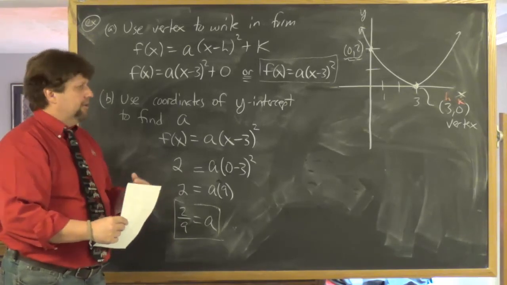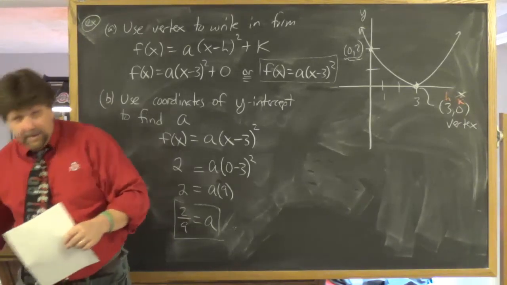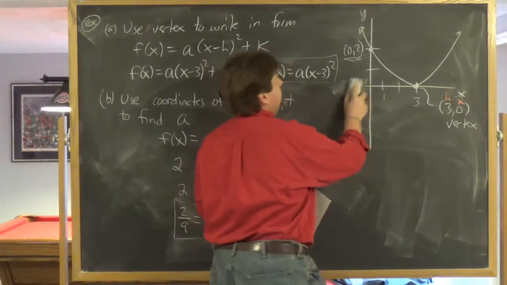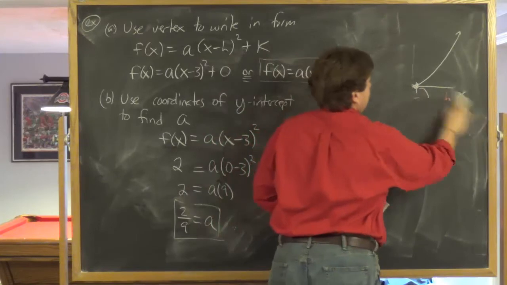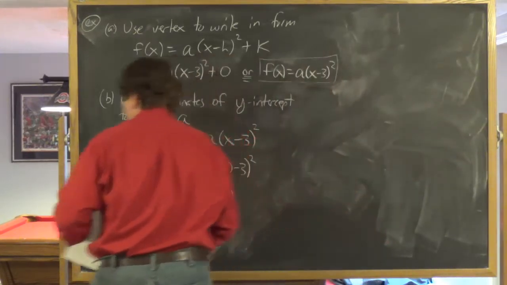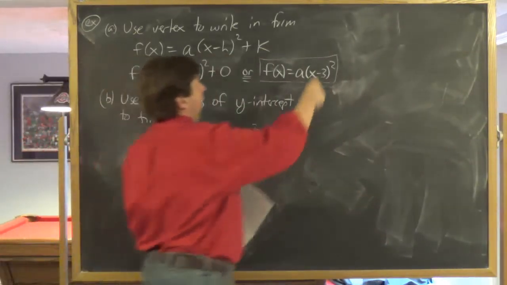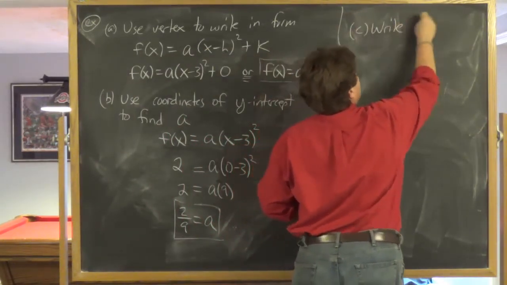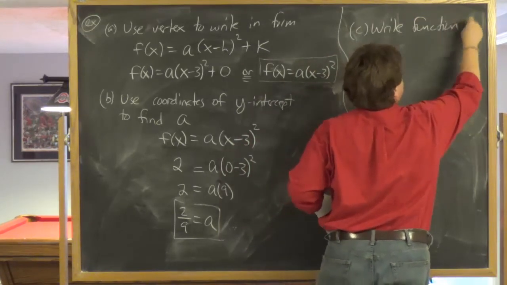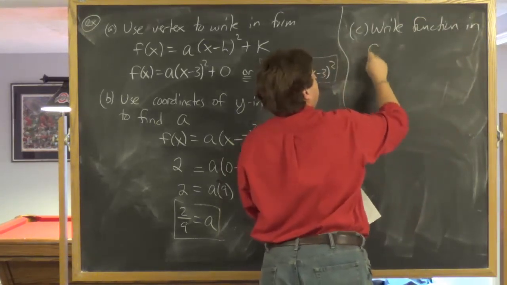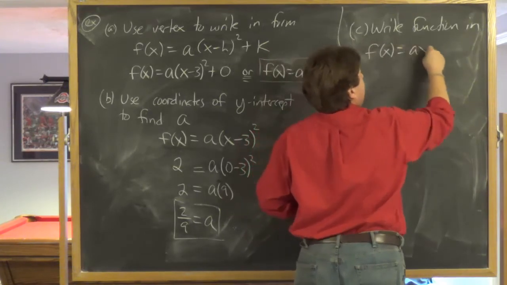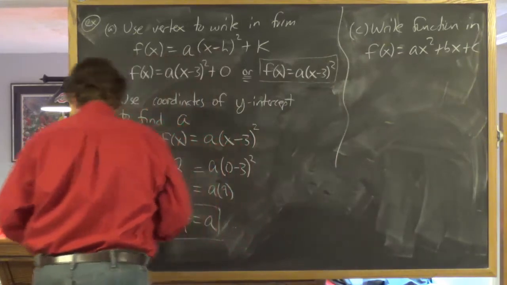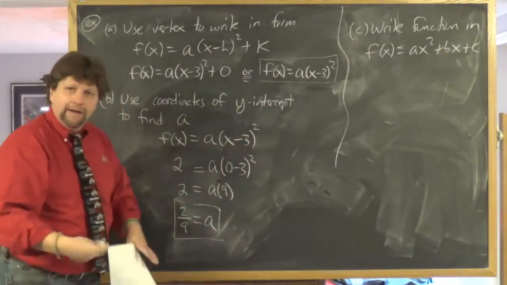So what I'm going to do in part C, and I'm going to erase the graph now so I can do part C, is, since I know the value of a, I can write the function in the form ax squared plus bx plus c. I can write it in that form. So now how am I going to go about doing that?